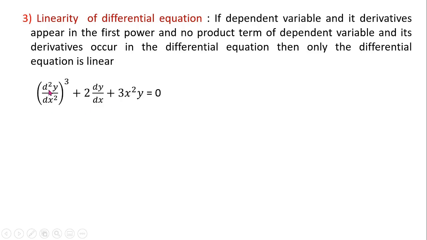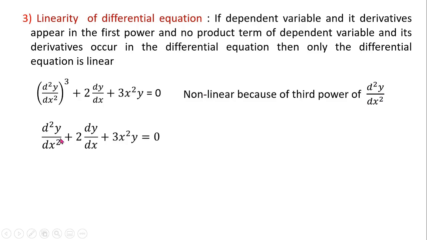The first one is [d square y upon dx square] cube plus 2 dy by dx plus 3x square y is equal to 0. Here the power is 3. Therefore, the first condition is violated. That requirement is first power, but here the power is 3. Therefore, this equation is non-linear. This is non-linear because of the third power of d square y upon dx square.